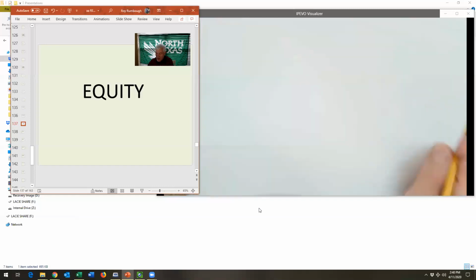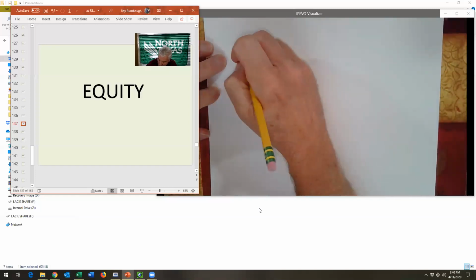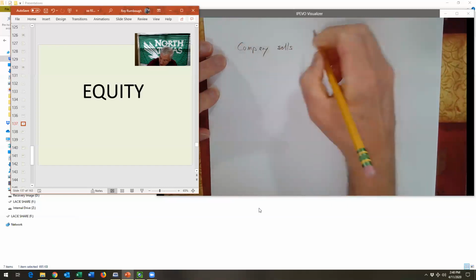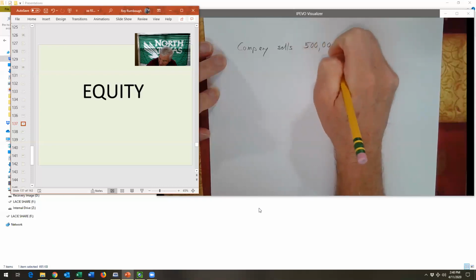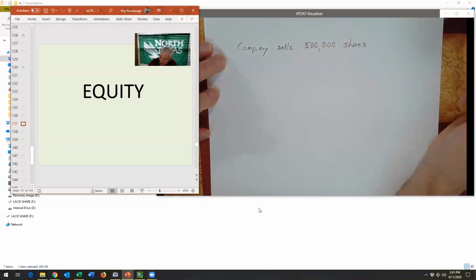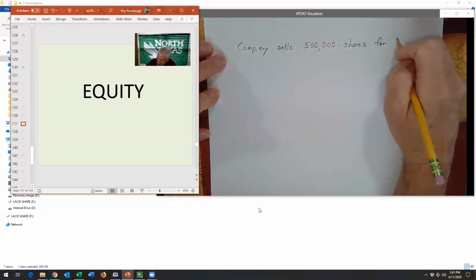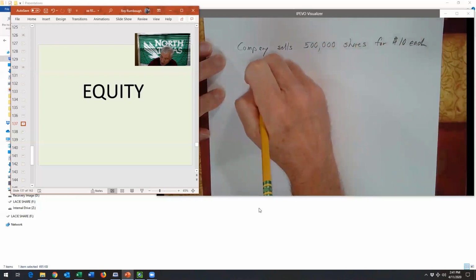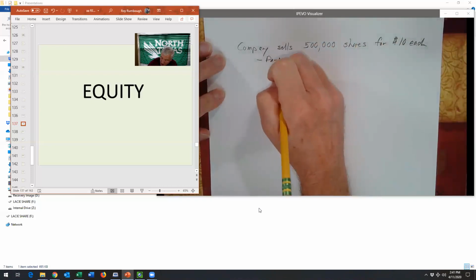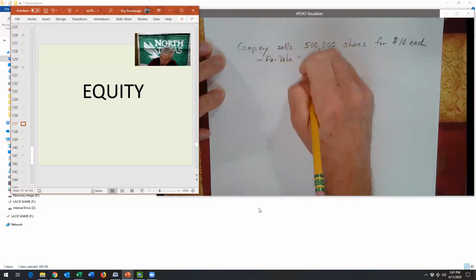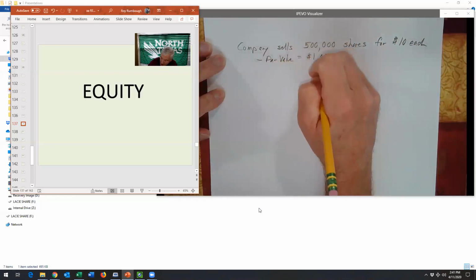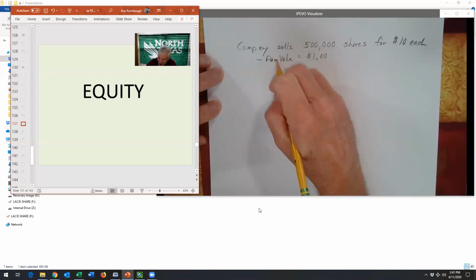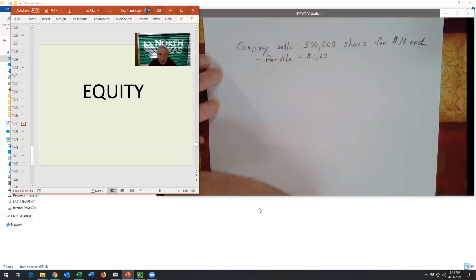Let's just assume, as an example, company sells 500,000 shares for $10 each. Some things you have to know also is the par value of the shares. This is a kind of a legal concept, par value. Really doesn't carry the same weight that it did in the old days legally. And so the main thing you have to know today is it affects the journal entries.